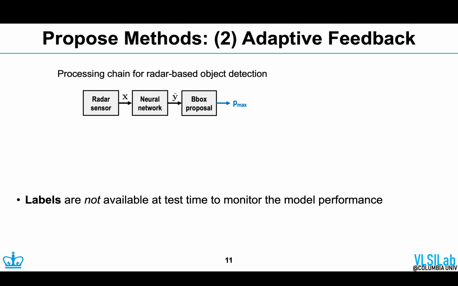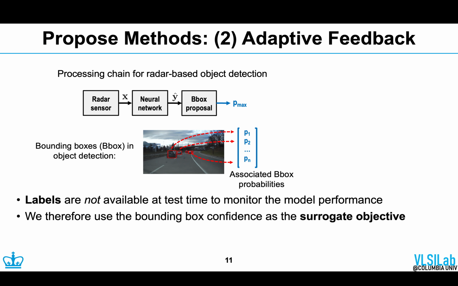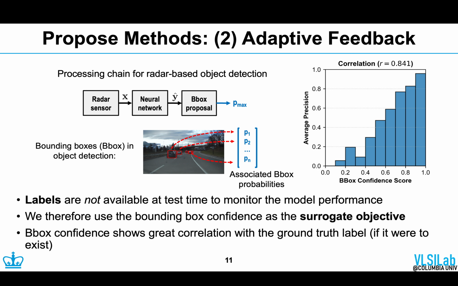The reason why we use a pseudo proxy is that labels are not available at test time to model the performance of the network. However, we do have the bounding boxes in object detection with their respective probabilities. So we use those confidences as the surrogate objective. We also show this B-box confidence has a great correlation with the ground truth labels.